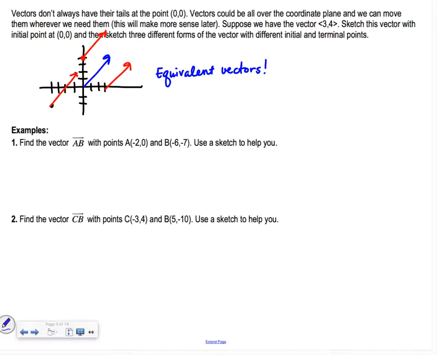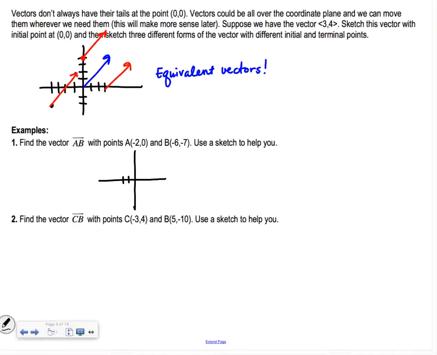Okay, so it says, for example 1, find the vector AB. So we're going to write it in vector form with the little triangle things on the end, with points A, which is -2, 0, and B, which is -6, -7. So let's sketch it out and then talk about what the pattern is.